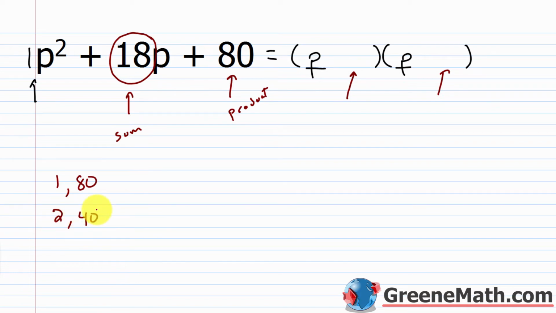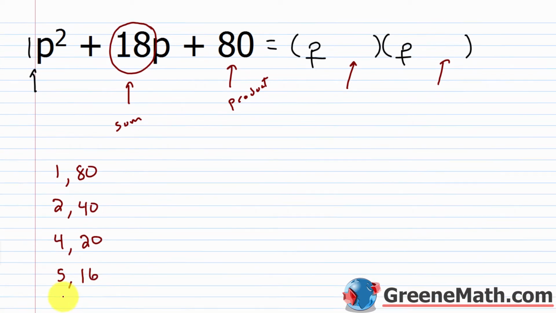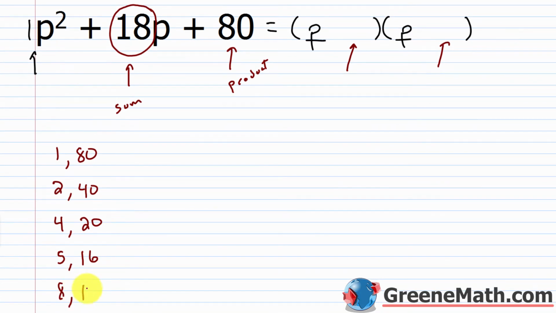80 is not divisible by 3. I've got 4 and 20. Again, too far apart. I've got 5 and 16. That's not going to work for a sum. Then I've got not divisible by 6, not divisible by 7, but is divisible by 8. 8 and 10. So I've found two numbers whose product is 80, 8 times 10 is 80, and whose sum is 18, 8 plus 10 is 18. Once you've found that, you can go ahead and stop.